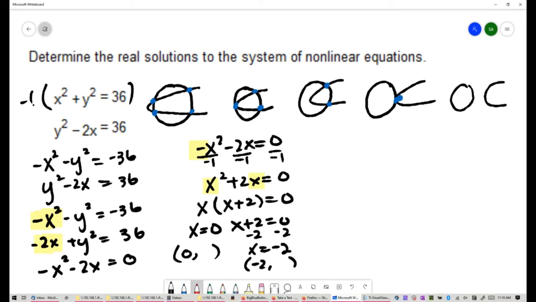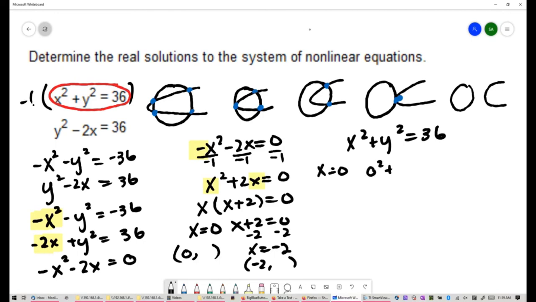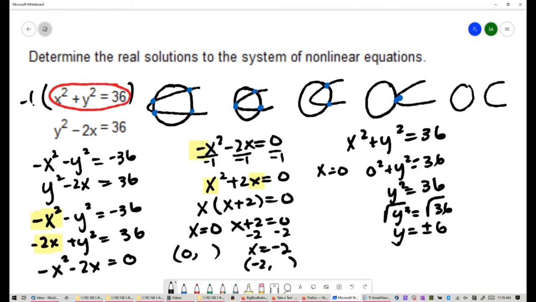Now I can use any of the equations with 2 variables. Let's go ahead and use this one. I have x squared plus y squared equals 36. And if x is equal to 0, that would give 0 squared plus y squared equals 36. Y squared equals 36. And I'll solve for y by square rooting both sides. That gives y equals plus and minus 6. So I have solutions of 0, 6, and 0, negative 6.